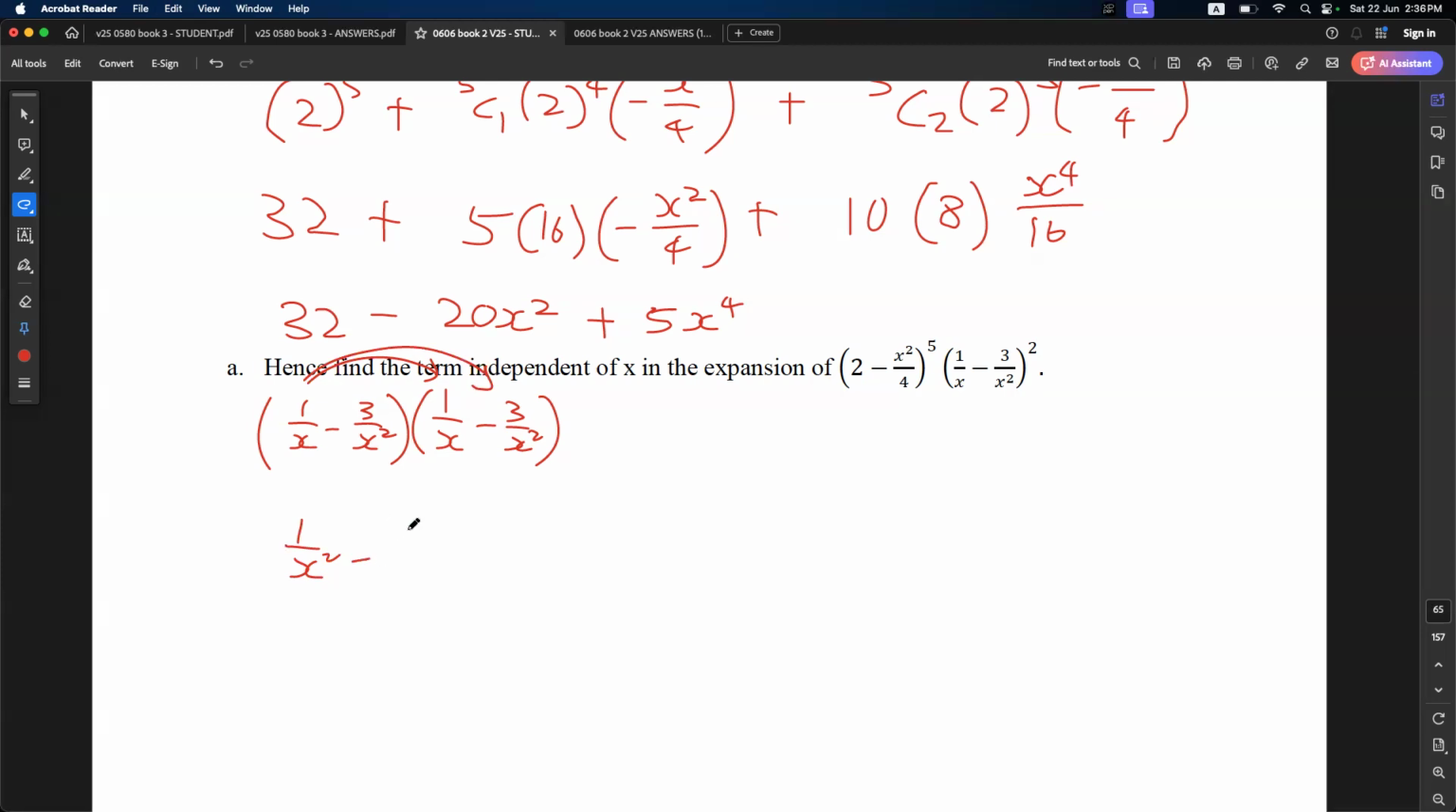Nine. Then. Okay, then. Plus. Okay, then this expansion multiplied with this expansion.